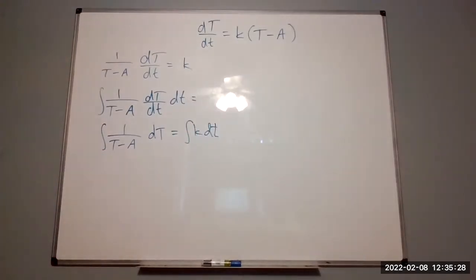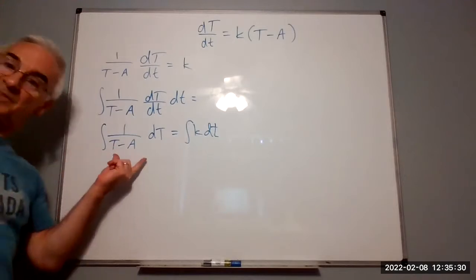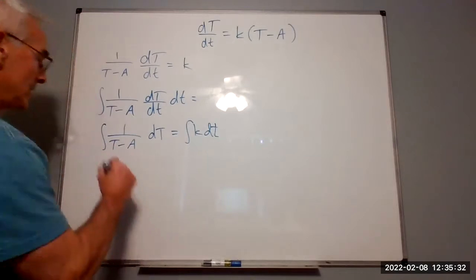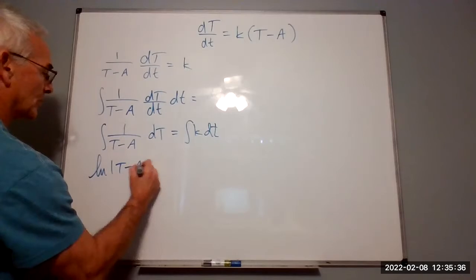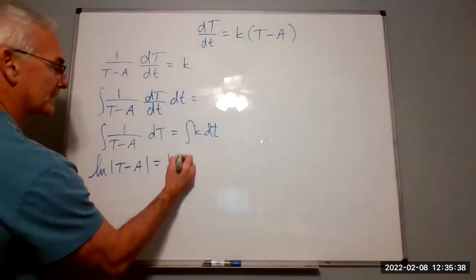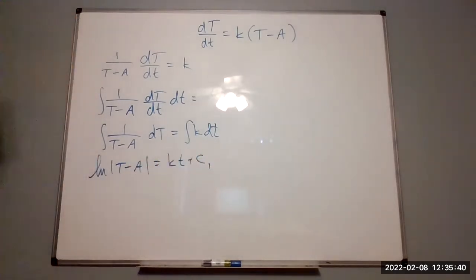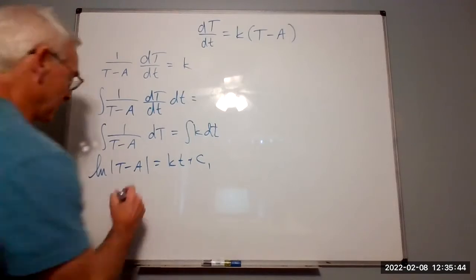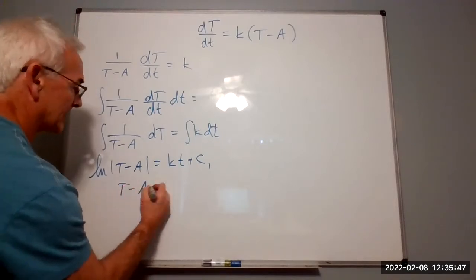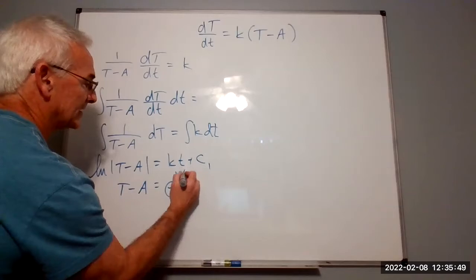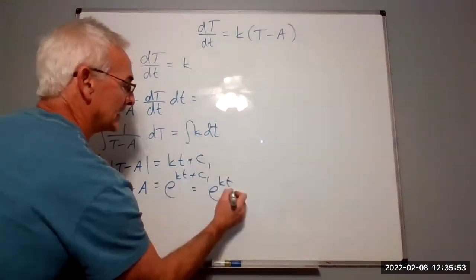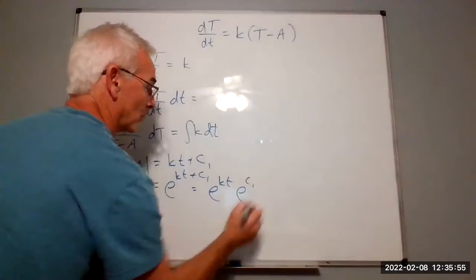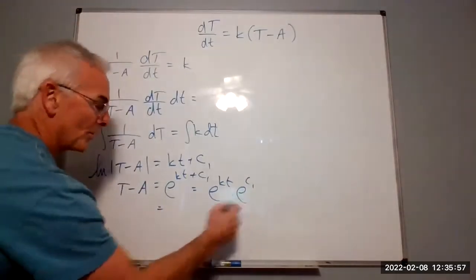That looks a lot like our population growth, and again, this is going to be a logarithm. So on the left side, I'm going to have the log of the absolute value of T minus A. On the right, I'm going to have kt plus, we'll call it C1, just like before. I'm going to exponentiate just like before. So I'll get capital T minus A equals e to the kt plus C1, which equals e to the kt times e to the C1. We'll call that C2.